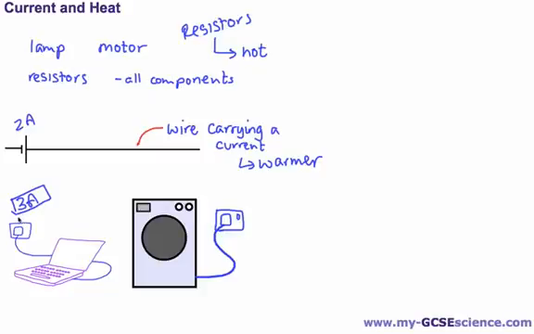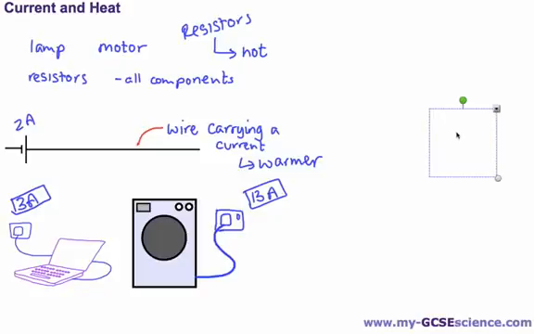So for a laptop you might only have a fuse rating of 3 amps because it runs off a low current. On the other hand, something like a washing machine runs off a much higher current, and so therefore we have a thicker cable to reduce that heating effect produced by the current flowing through the wire. This, for example, might have a 13 amp fuse in order to allow that larger current to flow.